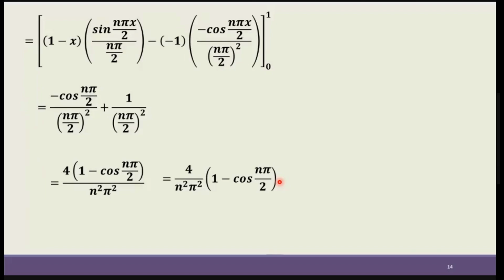Okay? Now substituting, is this true for all the values of n? It is true again because we are having n is equal to 1 to infinity and we are having only n square term in the denominator. So it is true for all the values of n. Substituting everything in the f of x function.